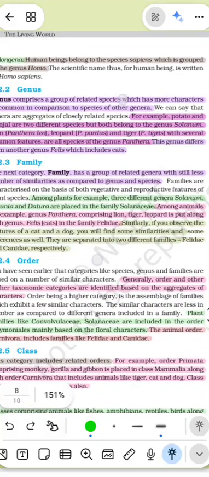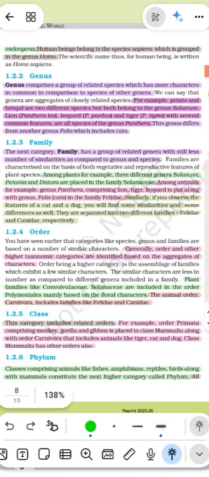Okay, next, family. The next category, family, has a group of related genera with still fewer similarities as compared to genus and species. Families are characterized on the basis of both vegetative and reproductive features of plants. Among plants, for example, three different genera Solanum, Petunia, and Datura are placed in family Solanaceae. Among animals, for example, genus Panthera comprising lion, tiger, leopard is put along with genus Felis in the family Felidae. Similarly, if you observe the features of cat and dog, you will find some similarities and some differences as well. They are separated into two different families, Felidae and Canidae, respectively.